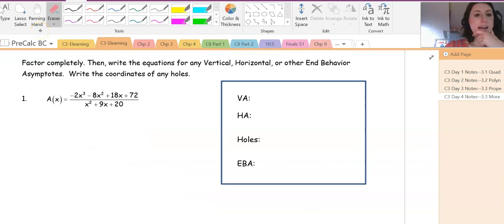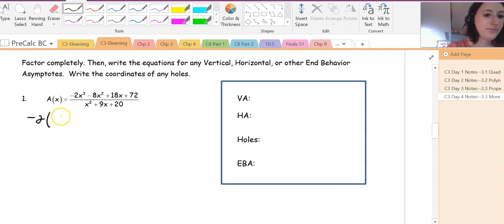Okay, next, we are going to factor completely, and we are going to find all of this given information. Now, these next two problems are pretty intense to factor, but I do think it's important that you get some practice in this. Most of the time, it will not be as time-consuming to factor these. What I would say about the numerator of this first problem is that we can take out just a -2 from everything. So I'm just going to do that first. So x cubed plus 4x squared minus 9x minus 36.